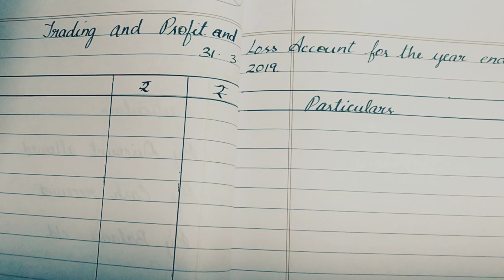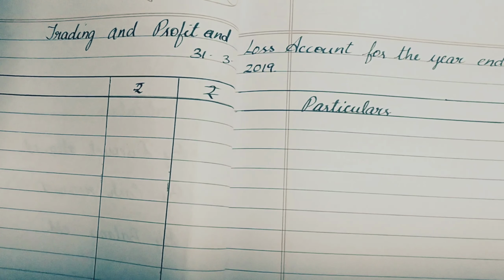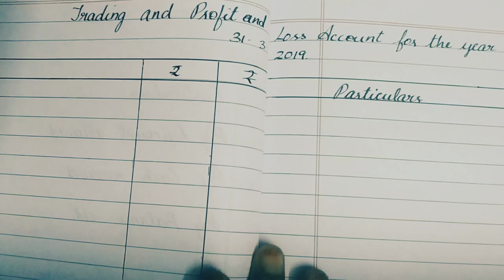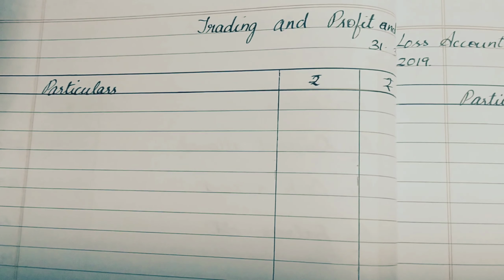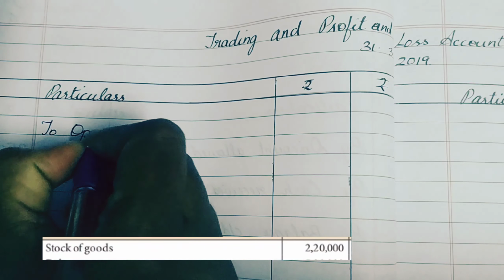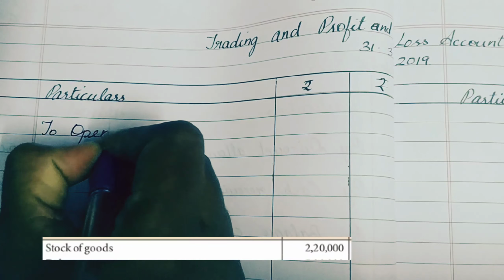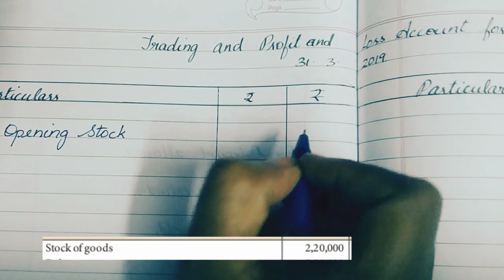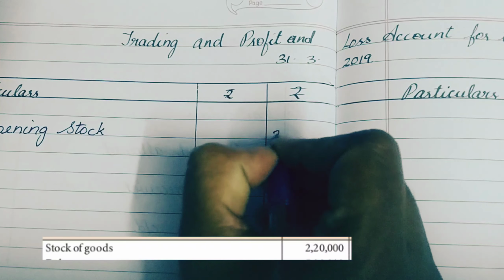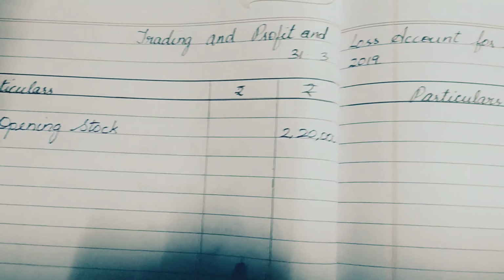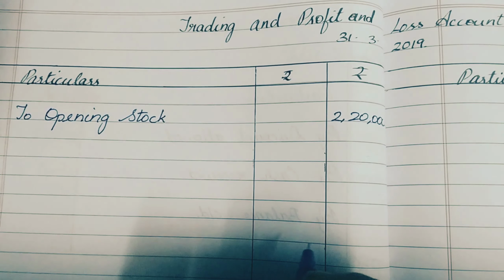So I've written out the format of the trading and profit and loss account together as on 31st March 2019. So the debit side with particulars and the credit side with the particulars. So the first step in the trading and profit and loss account is on the debit side, that is to opening stock. So this value can be taken from the tabular column in the problem, the first one. So according to that tabular column, the opening stock for the year 31/3/2019 is 2,20,000.